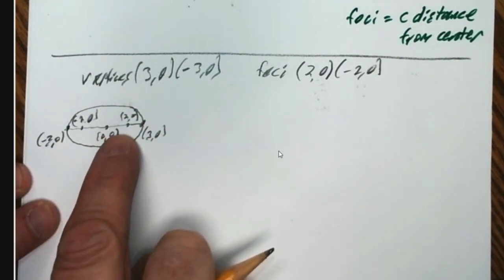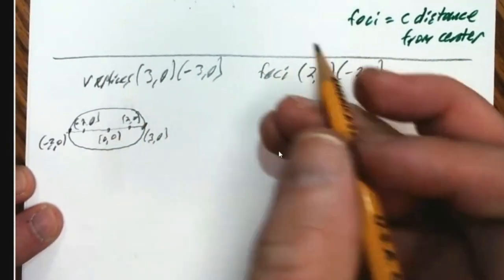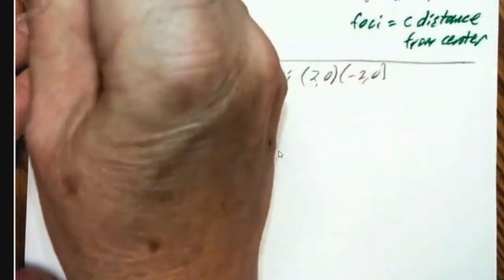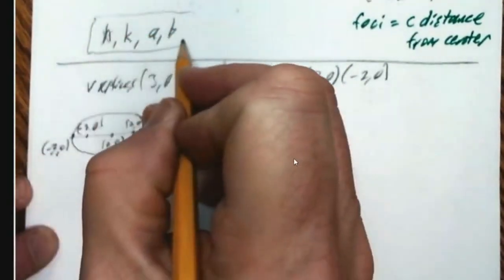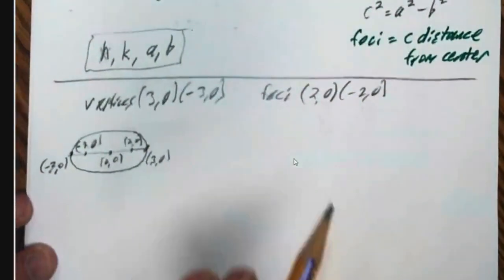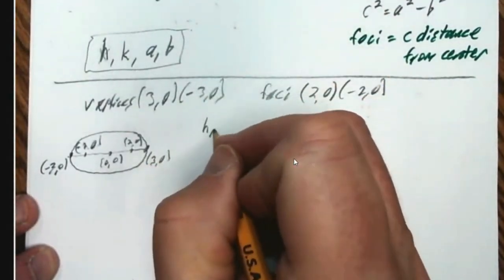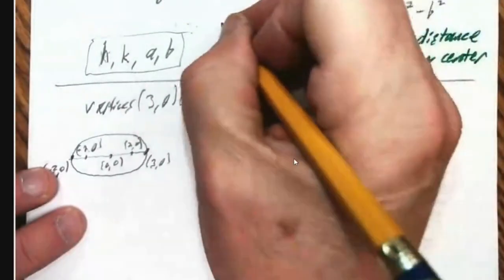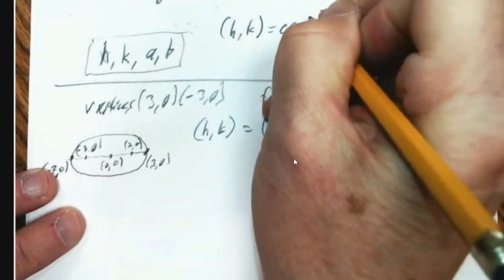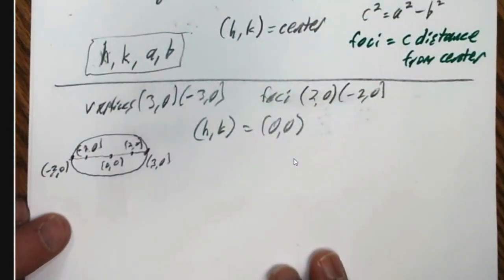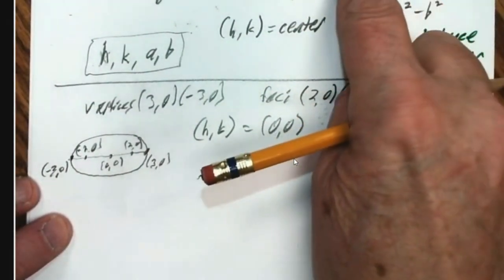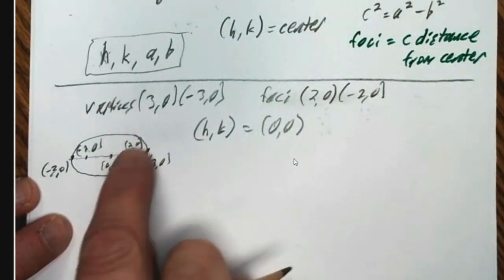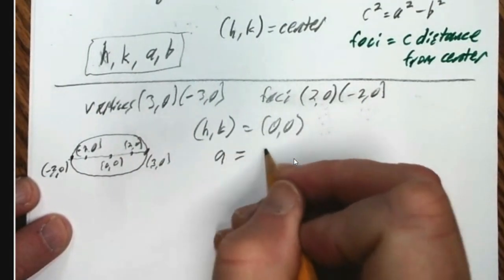And now we know some distances, right? To write an equation, we need to know h and k, and a and b, because those are what's in the equation. Well, h and k are zeros, because that's the center. H, K is the center. Put that in our notes, just to make sure we don't forget that. A is the distance from the center to the vertex. Well, the center is at 0, 0. The vertex is at 3, 0. So our A equals 3.